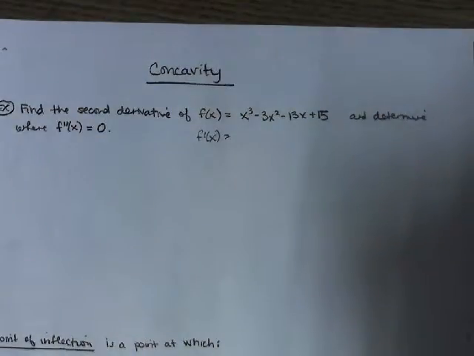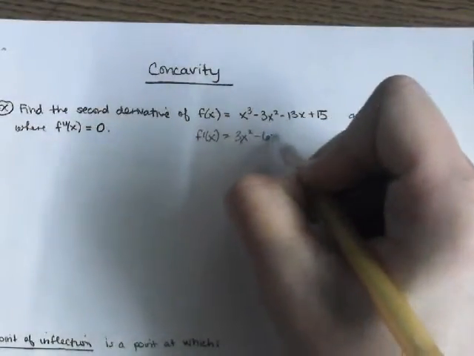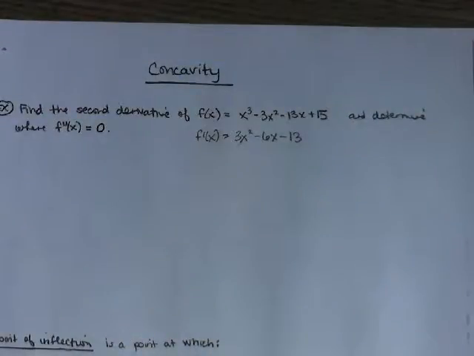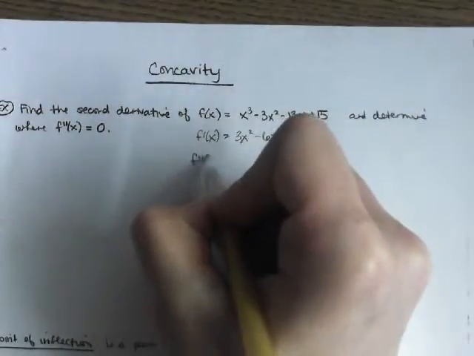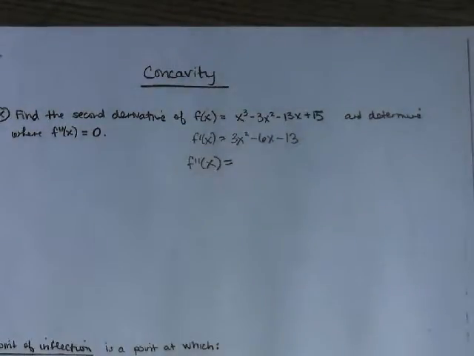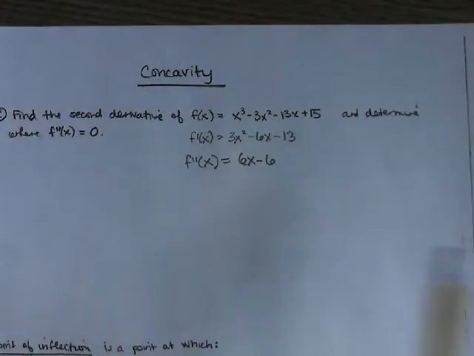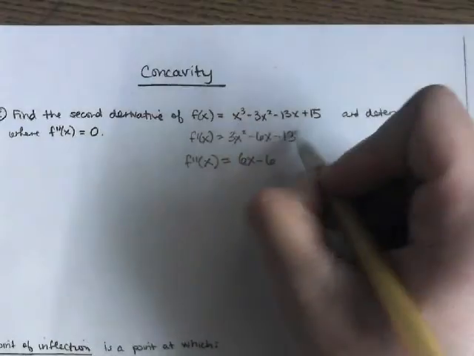So we'll find our first derivative, and what do you get, Morgan? Perfect. So there's our first derivative. We then need to find our second derivative. What is that, Elise? 6x minus 6. Good. And this tells us to determine where the second derivative equals 0.